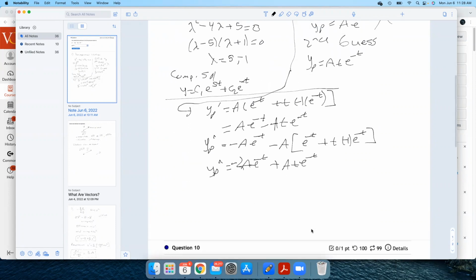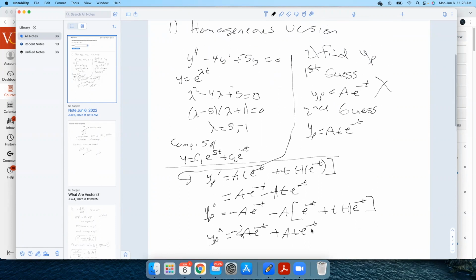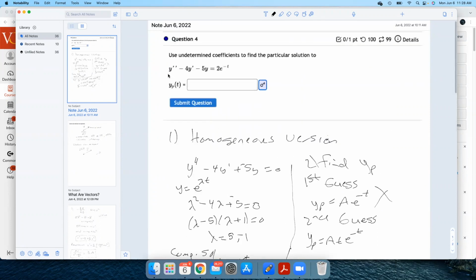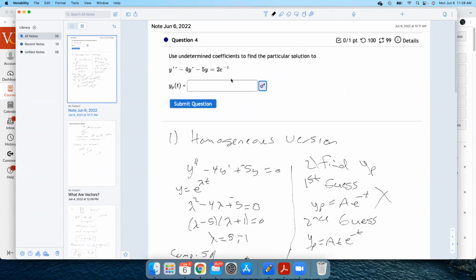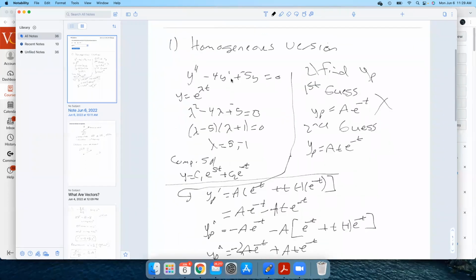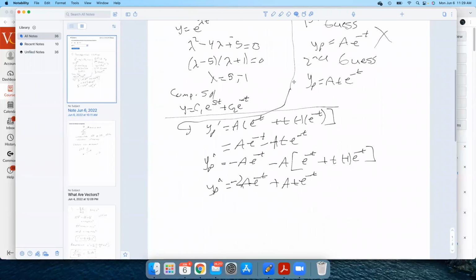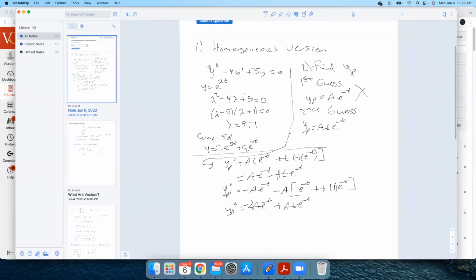Okay, now I plug these all into the DE, the original. Plug them in here and solve for A. We need some extra space. I'm going to make all this a little smaller.